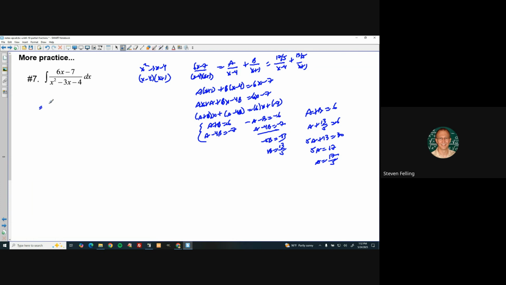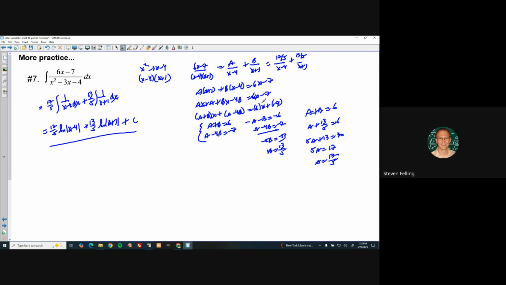So this is equal to 17/5 times the integral of 1 over x minus 4, and 13/5 times the integral 1 over x plus 1. So that's going to be 17/5 natural log of x minus 4 plus 13/5 natural log of x plus 1, and then we tack on our plus c down. And this is about the level of work that we're expecting to see if you're showing work, like if I have a free response question.